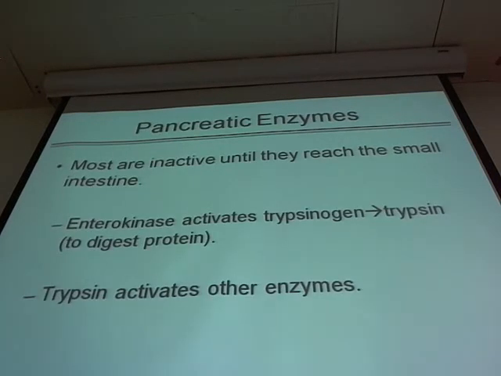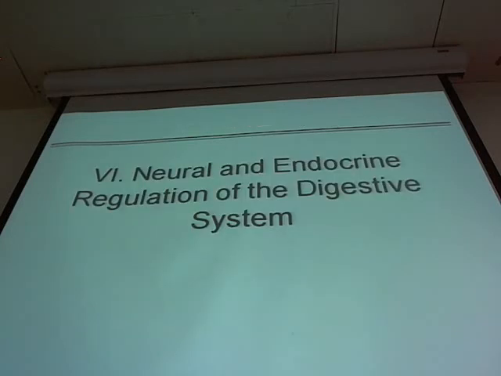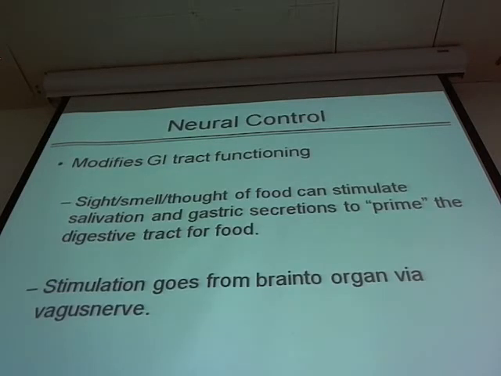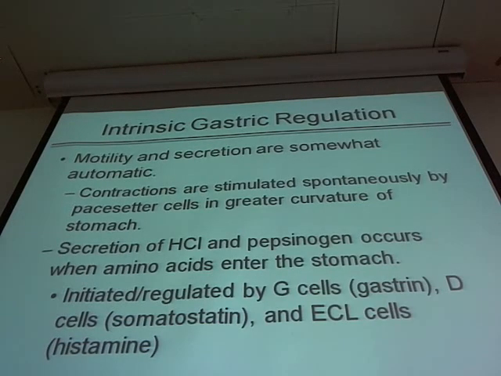Pancreatic enzymes: trypsinogen, trypsin, enterokinase. Neural and endocrine control: neural control modifies GI tract functioning. Smell stimulates it, through the brain via the vagus nerve. That's the main nerve for that. Motility and secretion are somewhat automatic. When amino acids enter, when the protein gets in, you're going to secrete HCl and the pepsinogen.